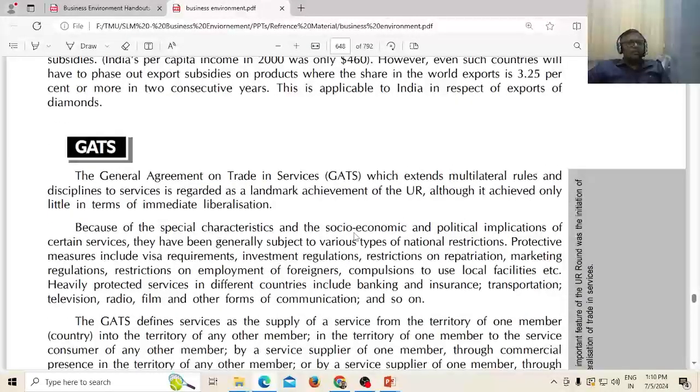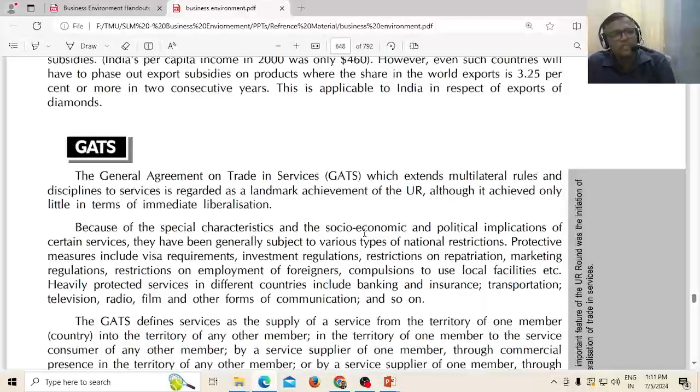Next is GATS, the General Agreement on Trade in Services, which extends multilateral rules and disciplines to services and is regarded as a landmark achievement of the UR, although it achieved only little in terms of immediate liberalization. Because of the special characteristics and the socio-economic and political implications of certain services, they are generally subject to various types of national restrictions. Protective measures include visa requirements, investment regulations, restrictions on repatriation, marketing regulations, restrictions on the employment of foreigners, compulsions to use local facilities, etc.